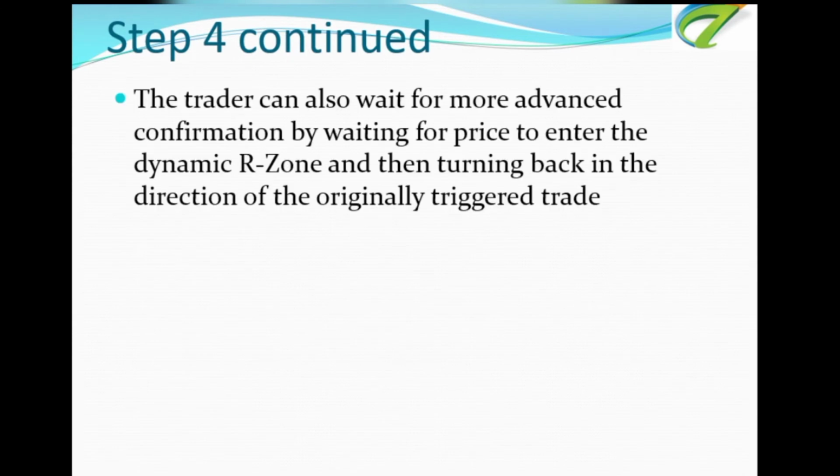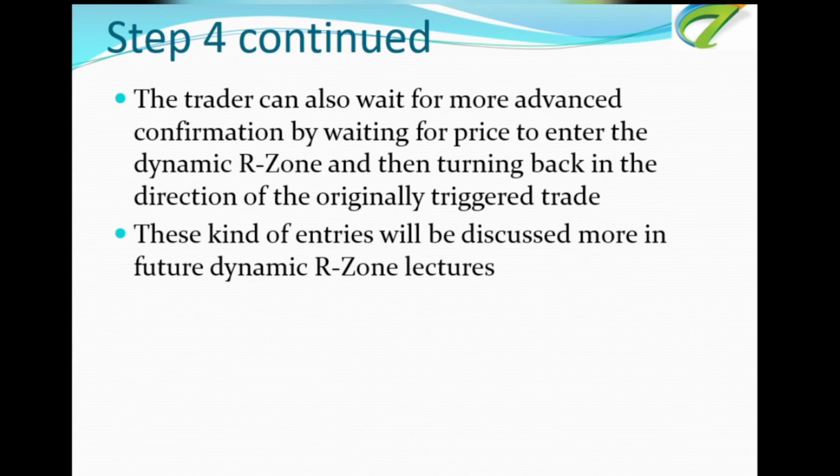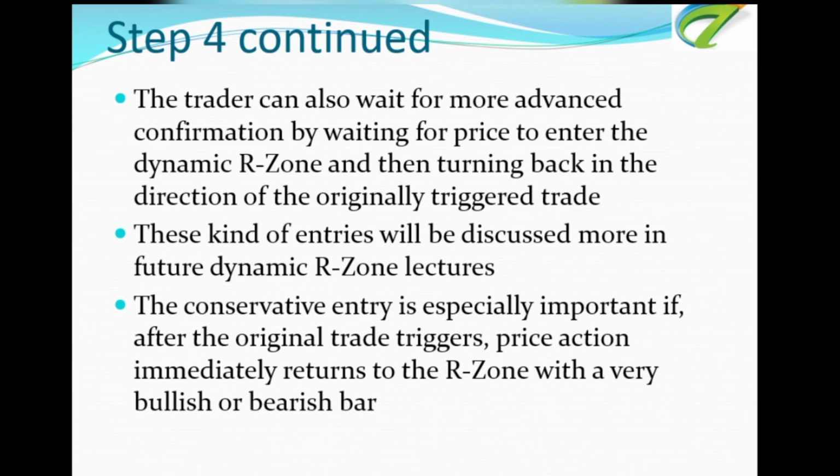Continued. The trader can also wait for the more advanced confirmation by waiting for price to enter the dynamic Ozone and then turning back in the direction of the originally triggered trade. These kinds of entries will be discussed more in future dynamic Ozone lectures. The conservative entry is especially important if, after the original trade triggers, price action immediately returns to the R zone with a very bullish or bearish bar.